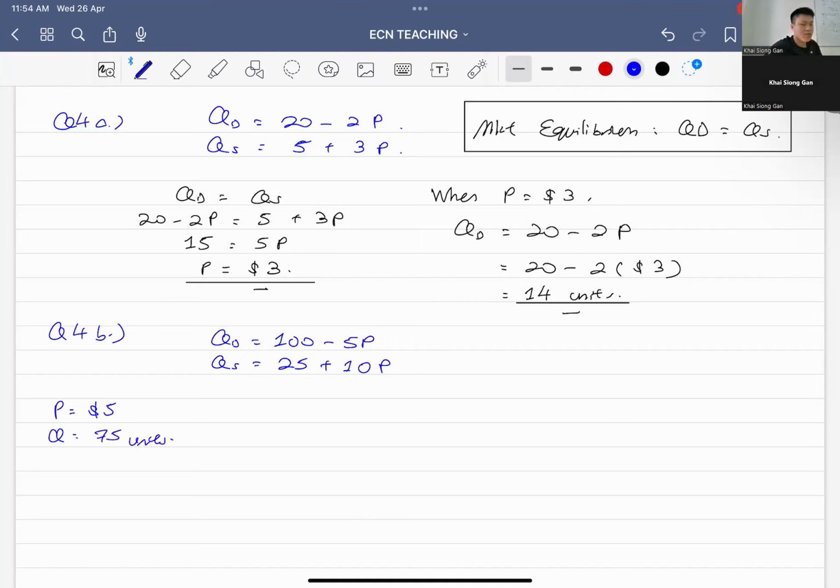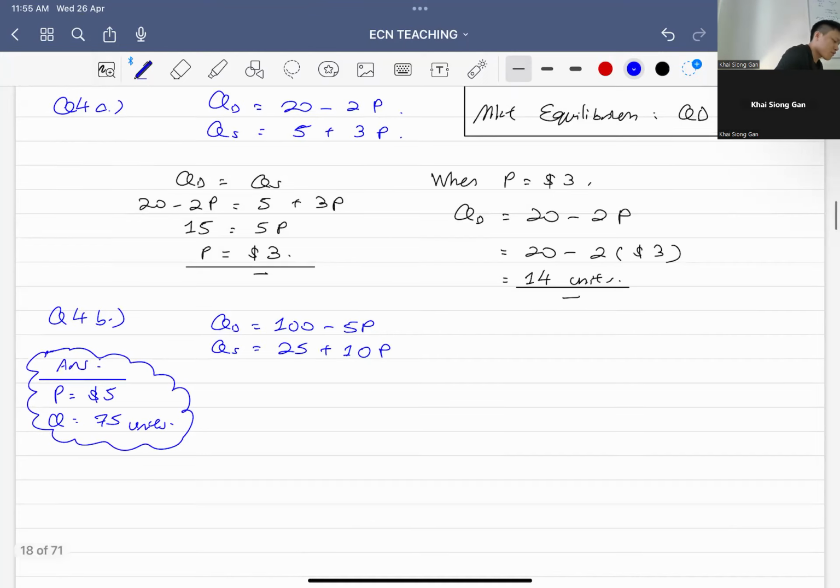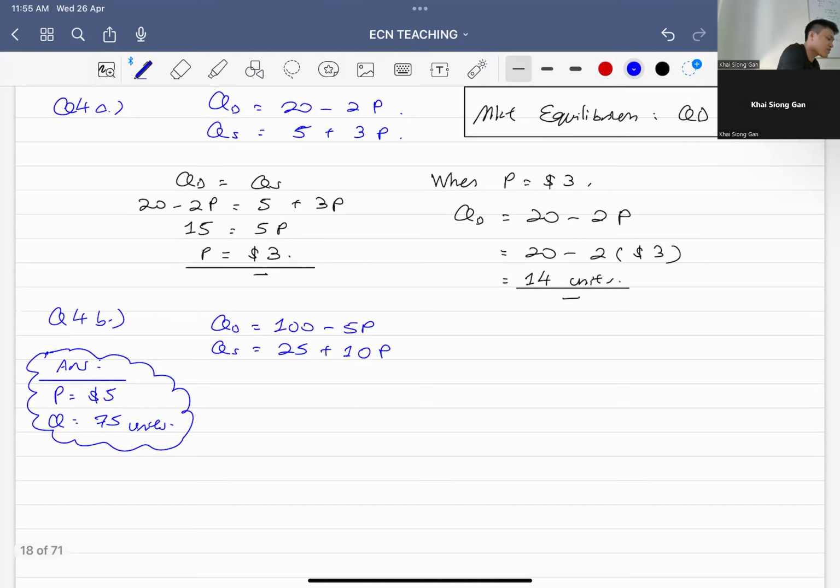So I write down the equation first. Now let's go back to here. Let's see if I can get the answers here. So everyone try and do this, see if you can get the answers.